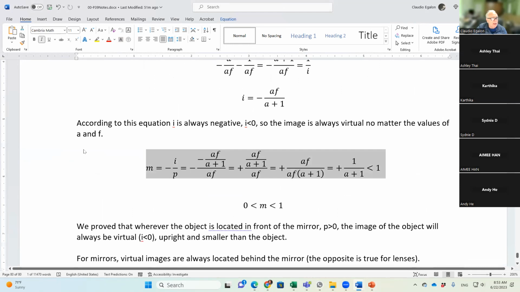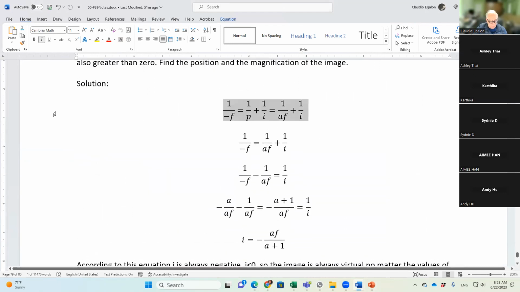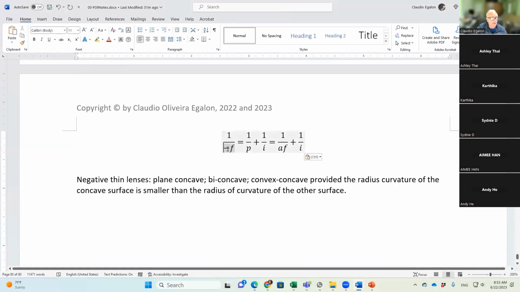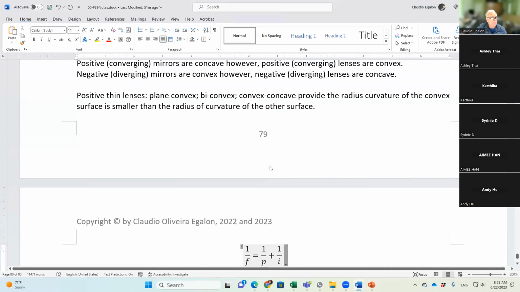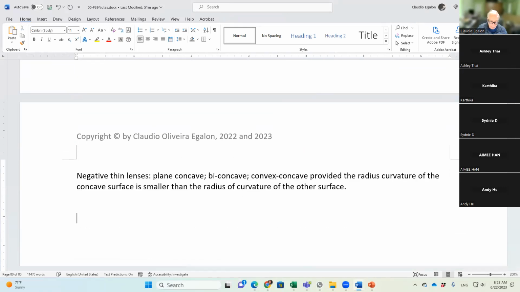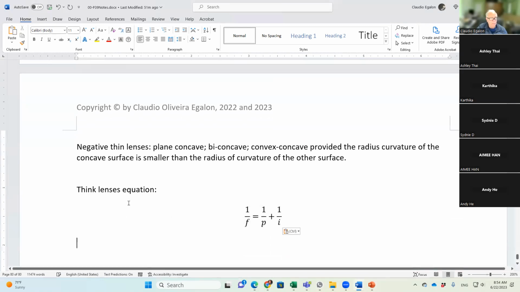Well, we have a similar equation for the position of object for a thin lens. If the lens is not thin, this equation doesn't apply anymore. You need a correction, okay? Thin lens equation: the inverse of the focal distance is equal to the inverse of the position of the object plus the inverse of the position of the image.